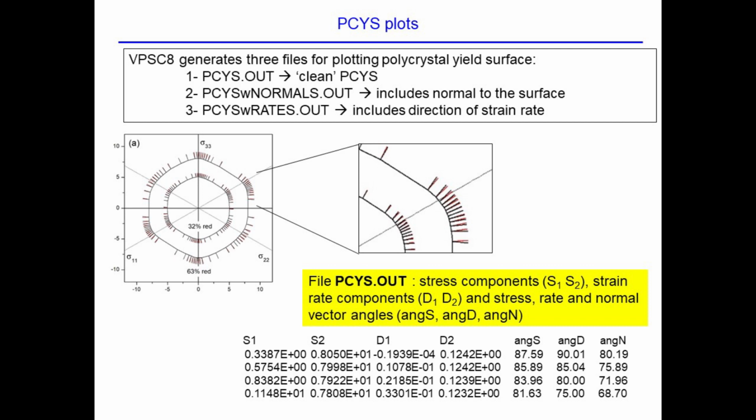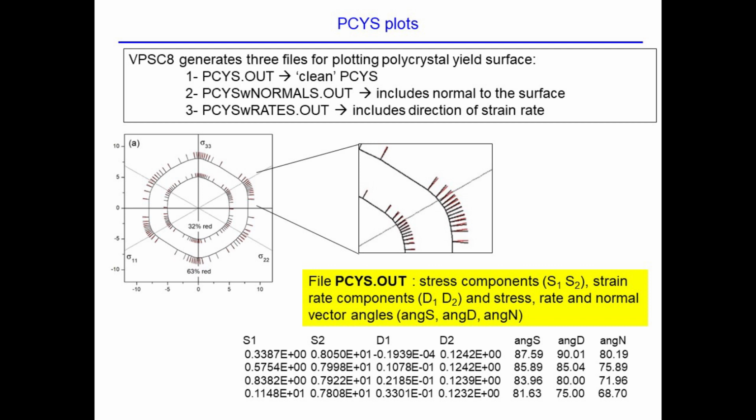And so you can plot those files. In this case we did a 50% reduction in rolling and calculated the yield surface, and another 50% rolling and calculated again the yield surface, and we said that we have hardening in this case. So the first yield surface is here, the second yield surface is there, the material is hardening, and what I did here is to plot these files, polycrystal yield surface with normals and polycrystal yield surface with rates. If you look here, the black ticks correspond to the normals to the yield surface, and the red ticks correspond to the direction of the strain rate. So they are not exactly the same.